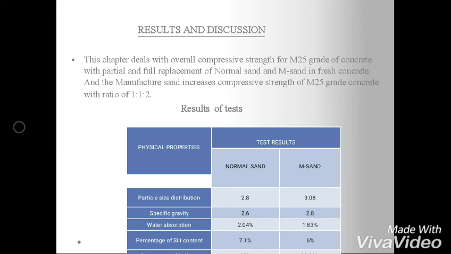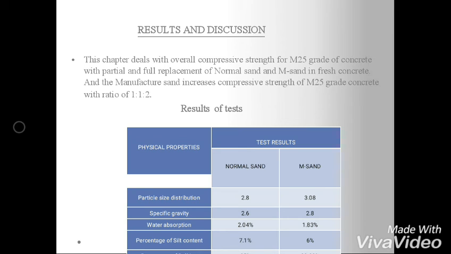So, the results of the tests. Normal sand gives a particle size of 2.8 and M sand gives 3.08. Specific gravity is 2.6 and 2.8. Water absorption for normal sand is 2.04% and 1.83%. Percentage of silt content is 7.1 and 6%. Percentage of bulking is 25% and 33%.